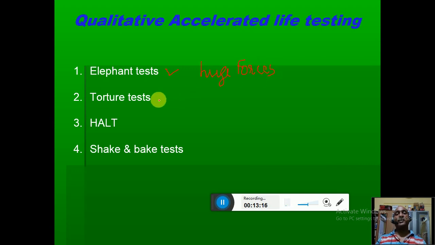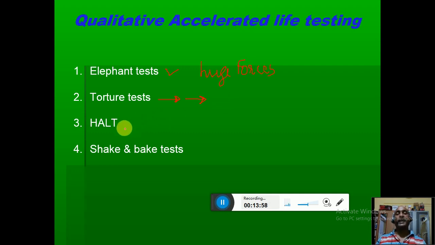Elephant test, we apply huge forces. Torture test will happen in the same way. We are going to apply more and more stresses to the component so that its life will be accelerated and we are able to find out in a minimum span the life of that component. I will give you a very simple example. You must have tried it in the theory of machines lab, which is nothing but finding the fatigue life of a particular component. What do we do to find fatigue life? We apply fluctuating forces to the component so that it will fail and we predict its life.